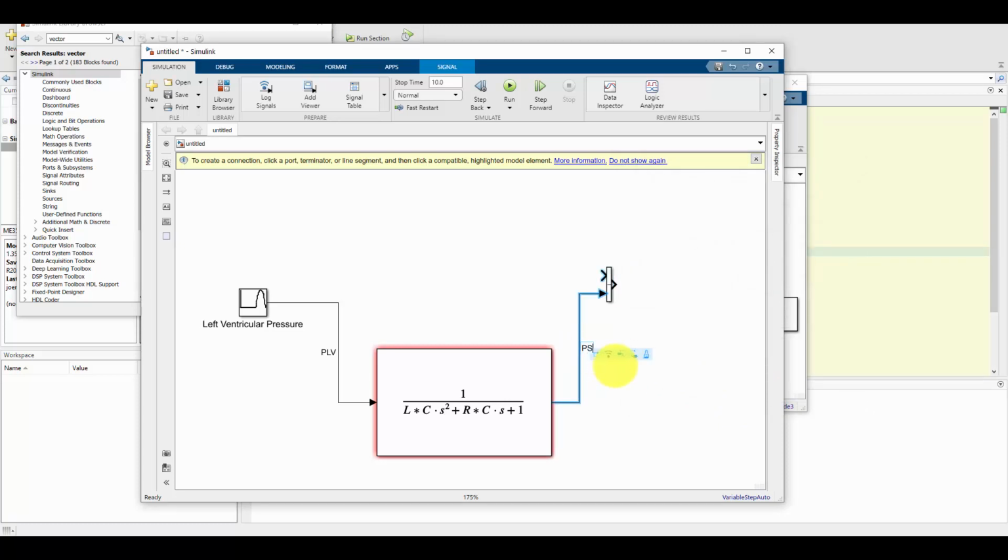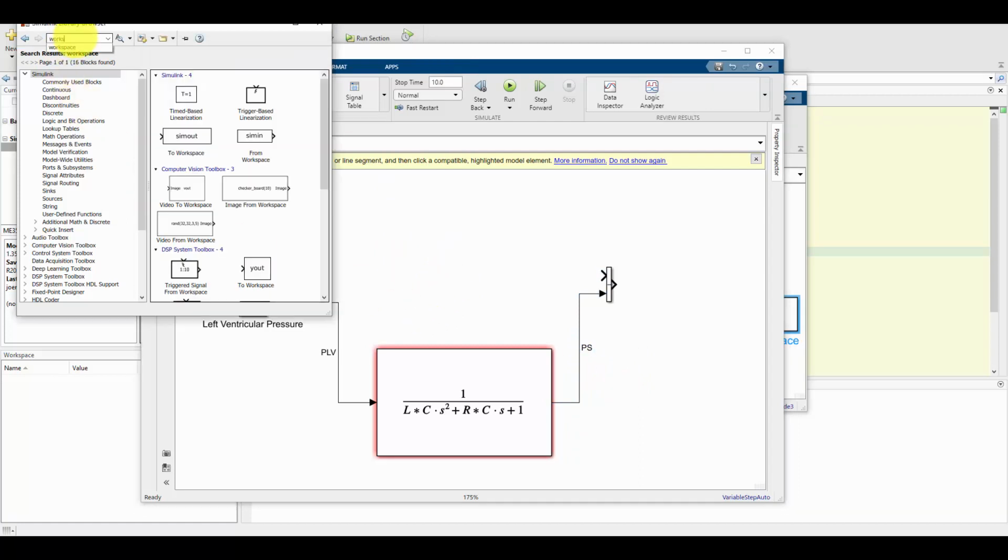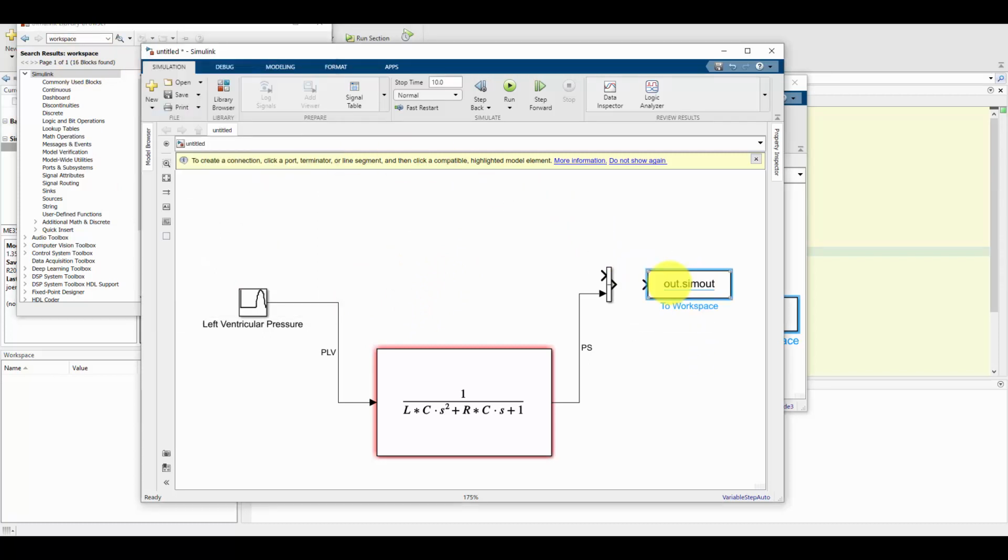So this, double clicking, this is my PS. Now how do we actually get this into MATLAB so that we can operate on it? We need to put it into the workspace. So I'm going to look up workspace, and we want this toWorkspace function here. And then I'm going to connect these with the wire or with the arrow.